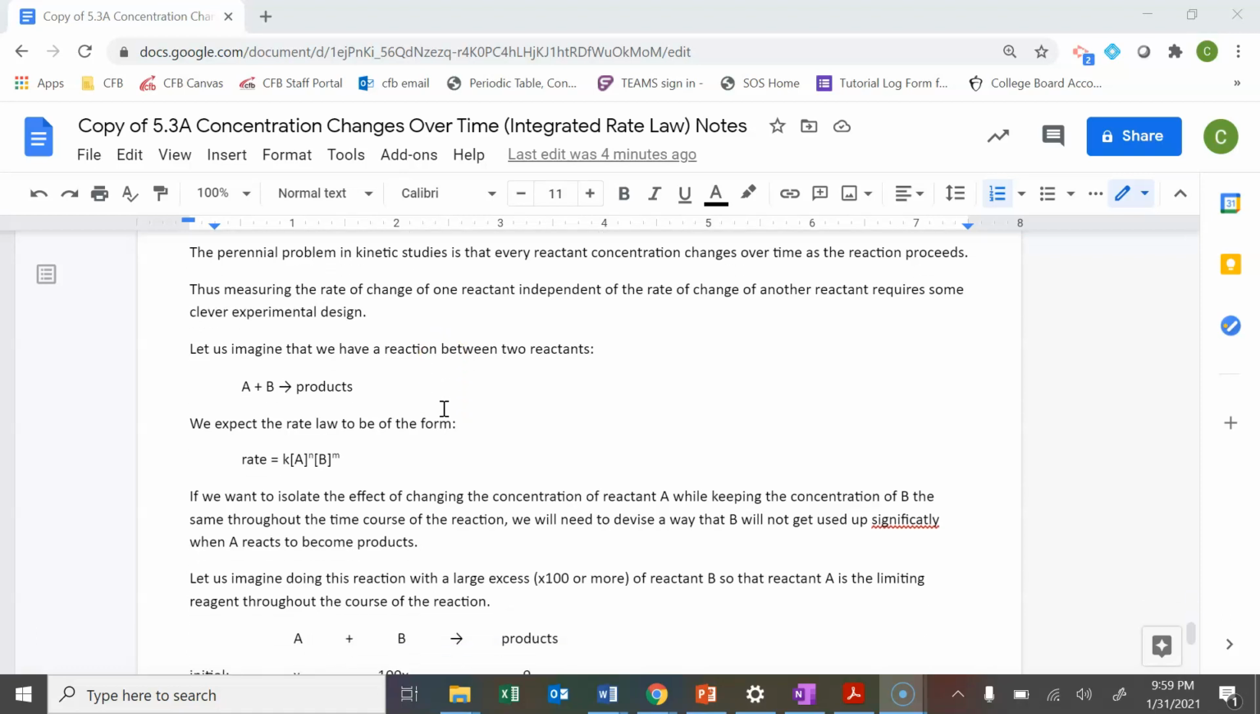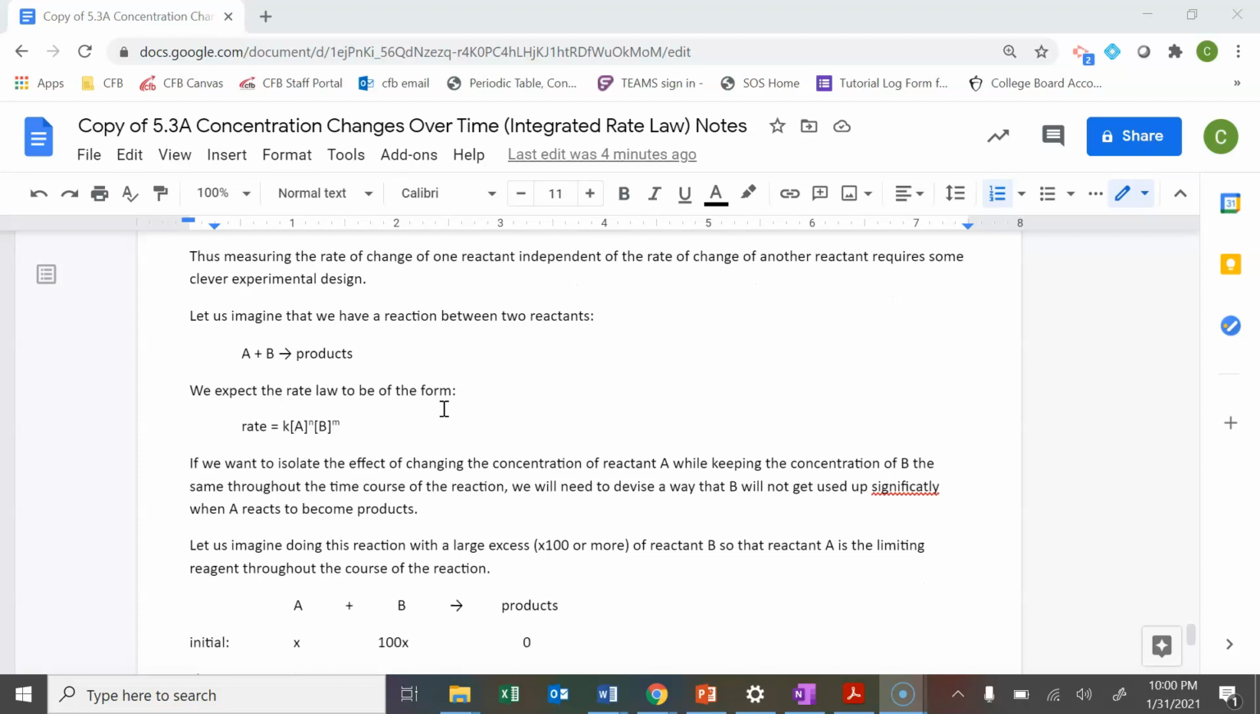So the big problem that kinetic studies has is that every reactant concentration actually changes at the same time as the reaction proceeds. So measuring the rate of change of one reactant independent of the rate of change of the other reactant requires a little bit of a trick, and we're going to talk about that trick.